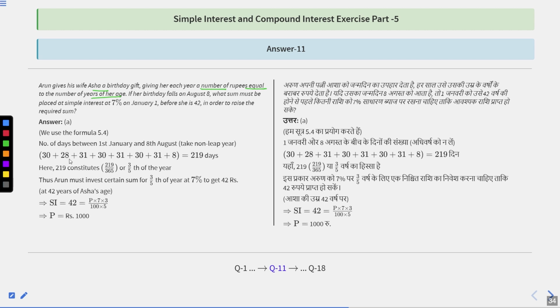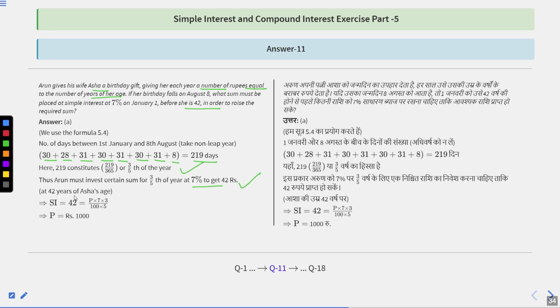In January, 30, 28, 31, 30, 31, 30, 31 and 8. Clear? So it becomes 219 days. 219 out of a total of 365 days is 3 by 5th of the year. So Arun must invest a certain sum for 3/5 of the year at 7%, which equals 42 rupees, because the age of 42 is given in the question.